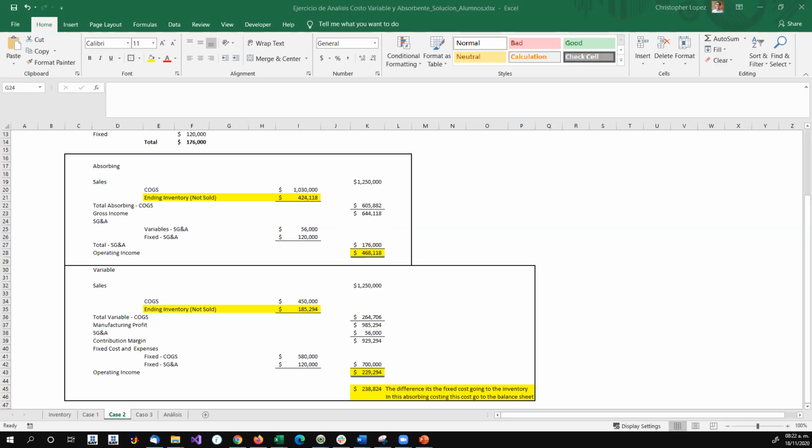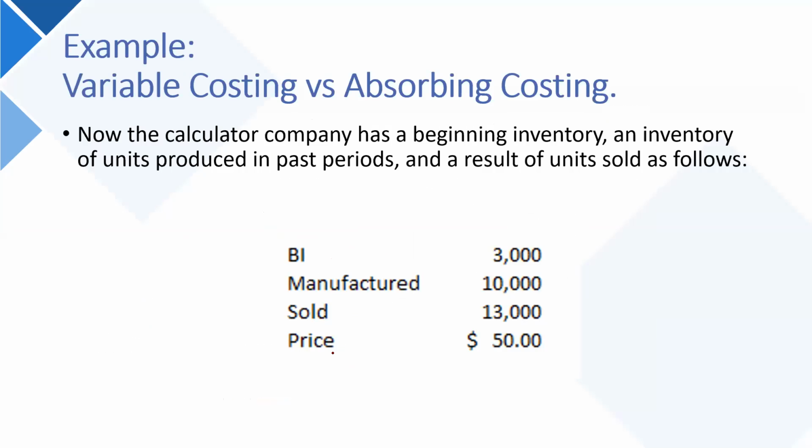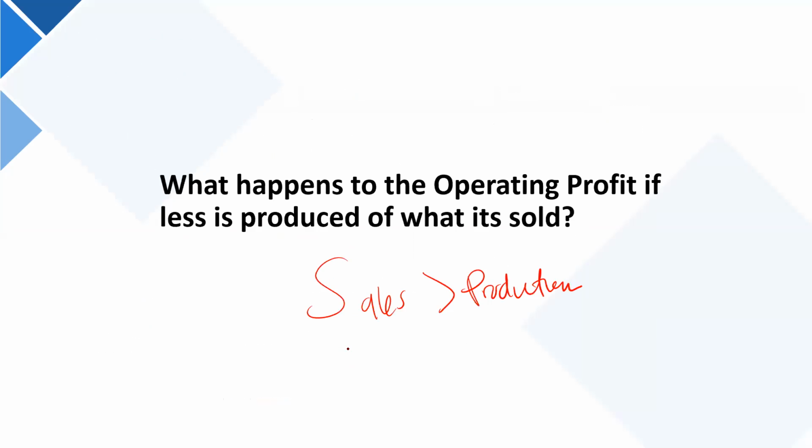Yes, thank you. So let's move to the next one. I think everyone is happy. So let's see now what happens to the operating profit if less is produced than what is sold. What happens if my sales are bigger than my production? What happens if I am selling 100 when I only produce 50? What does it mean?